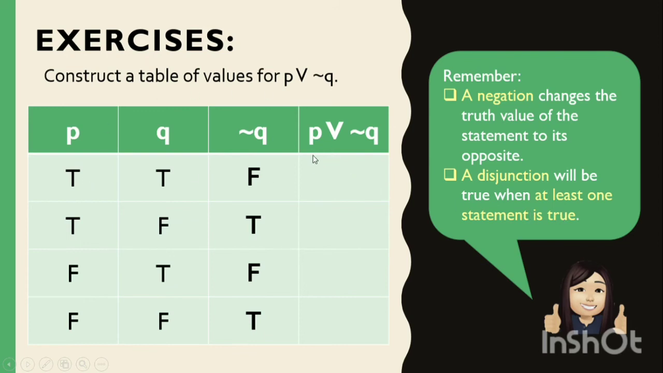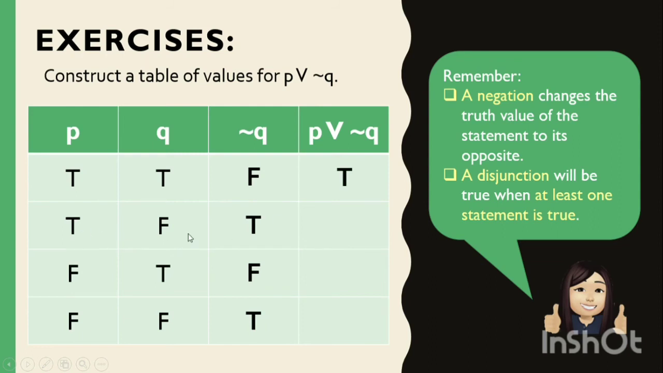This time, since we're looking for P or not Q, we will only look at the first and the third column because those are the columns for P or not Q. Again, remember, this disjunction will only be true when at least one of the statements is true. So P or not Q, that's true, false. One of them is true, so the whole statement will be true.